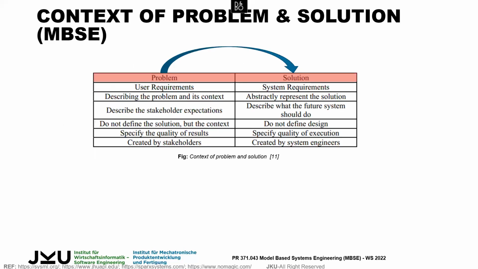Okay, here is a little bit more context of problem and solution. In terms of model-based systems engineering, you see the problem is kind of user requirements. This is actually the problem, and the solution is system requirements. So you define what you're going to need for giving the solution for your system. Then describe the problem and its context, and in the solution domain, abstractly represent the solution. So this is actually how we are doing the modeling.